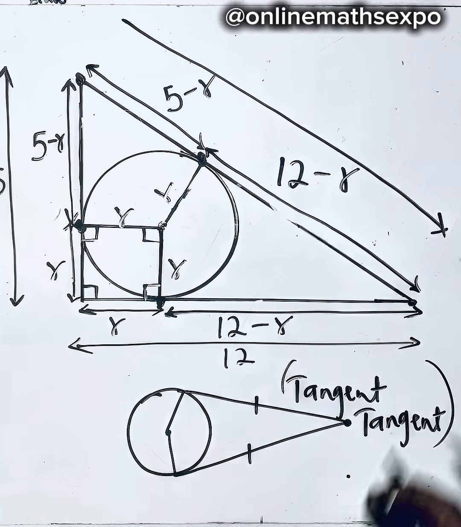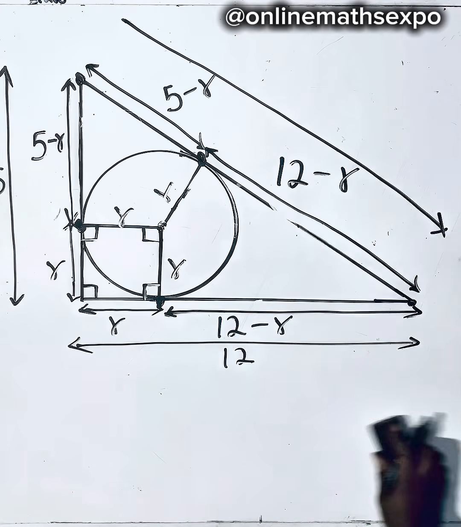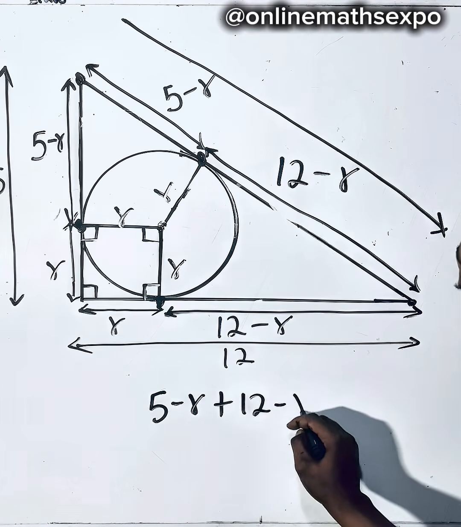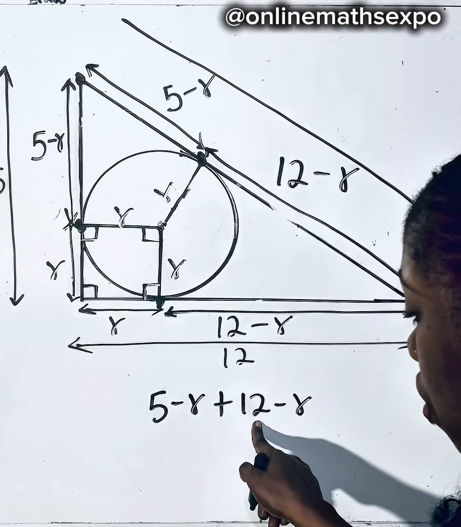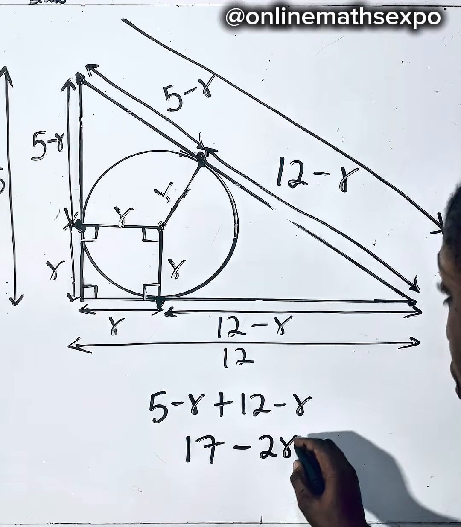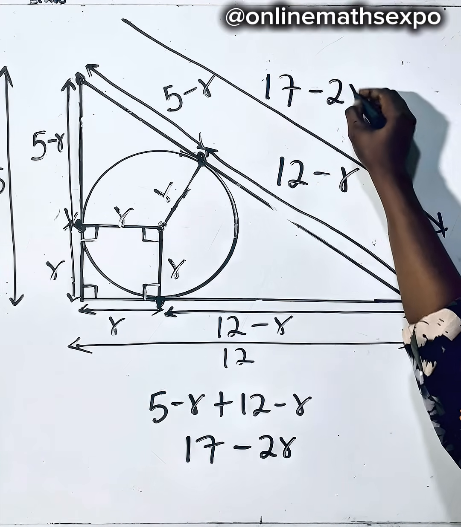If you do that, we now have 5 minus r plus 12 minus r. 5 plus 12 will give us 17, and this minus this gives us negative 2r. So this total length gives us 17 minus 2r.